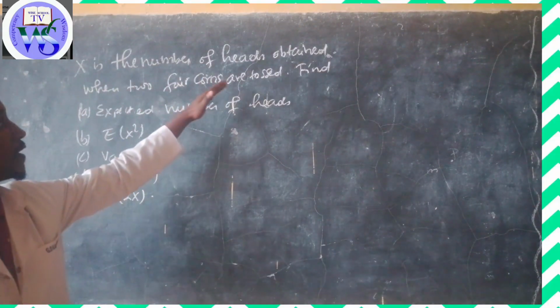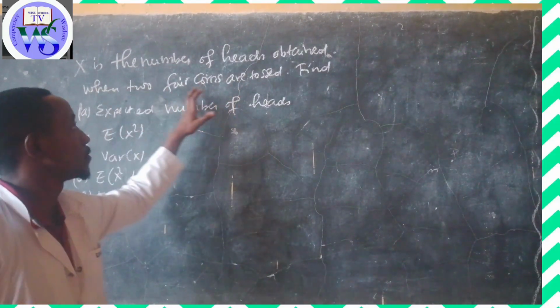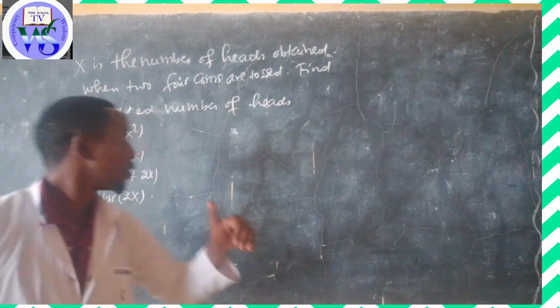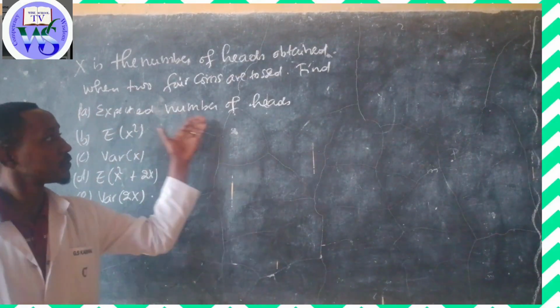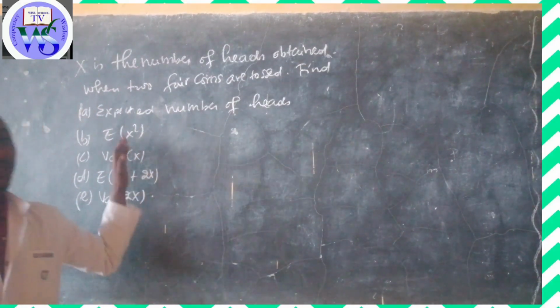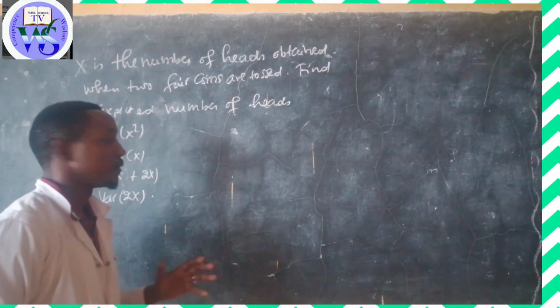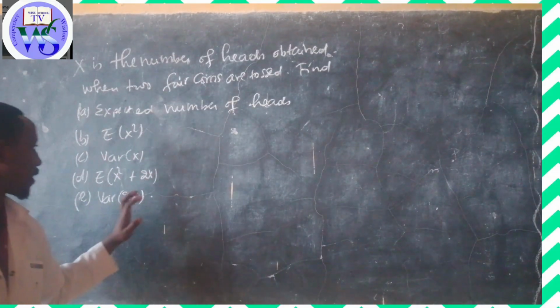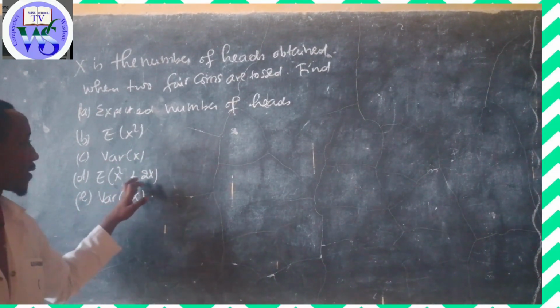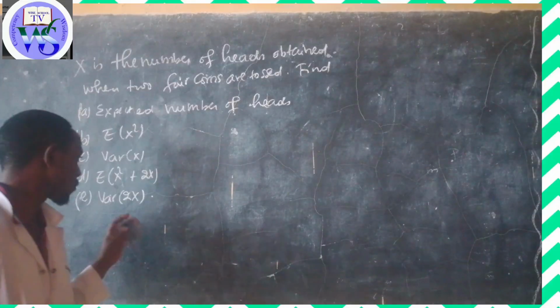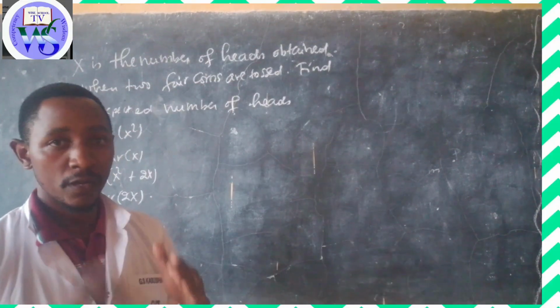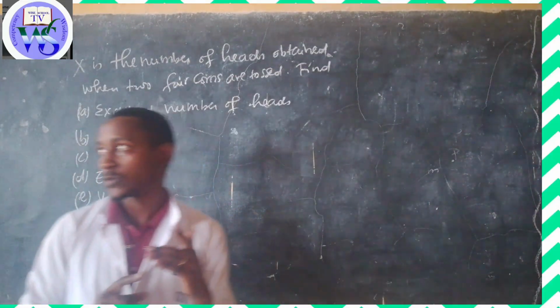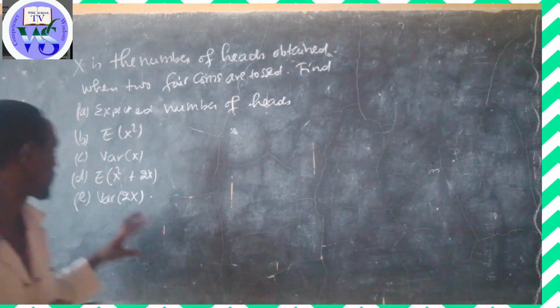X is the number of heads obtained when two fair coins are tossed. Find the expectation value of X, the expectation value of X squared, the variance of X, the expectation value of X squared plus 2X, and the variance of 2X. Let's understand this step by step.